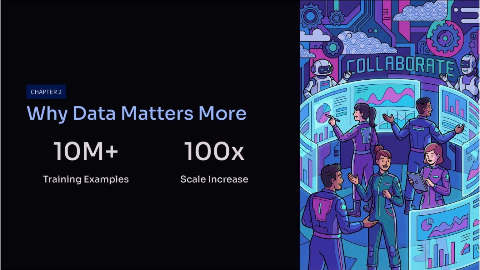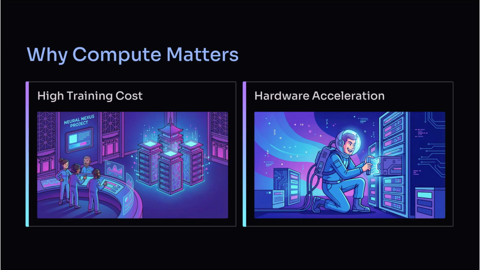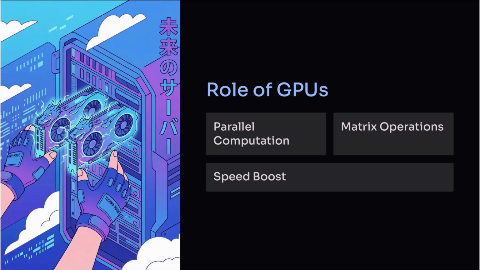Compute resources are equally important. Training deep networks involves large numbers of matrix operations, making hardware acceleration essential. Graphics processing units enable deep learning's rise. GPUs perform parallel computation efficiently, dramatically reducing training time for large models. Backpropagation is the core learning algorithm used in deep networks. It propagates error signals backward through layers to update weights systematically.